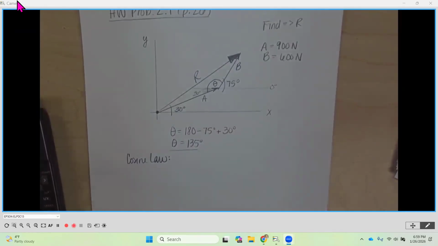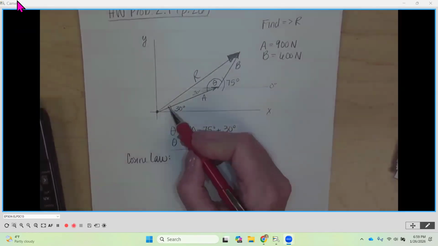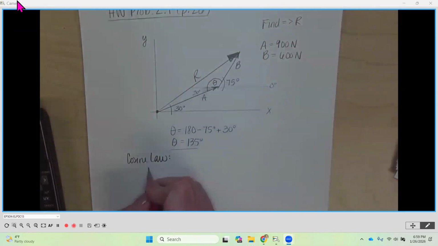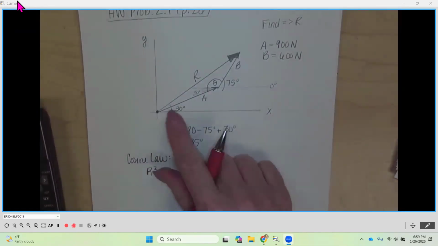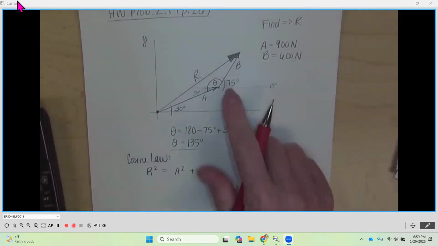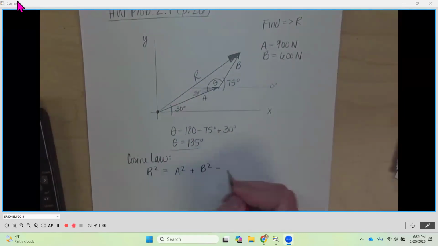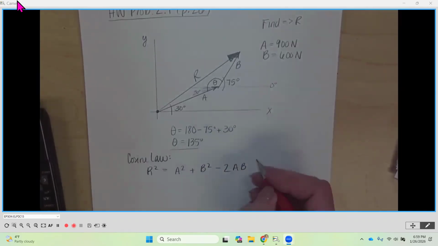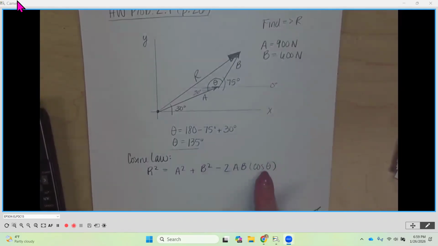Don't put any of the numbers in, just put their variables in first, and then we'll put the numbers. So the side we're going to be solving for is going to be R squared equal to A squared plus B squared minus 2AB. So we're using the cosine law form, but using the variables we have identified here, times the cosine of theta.